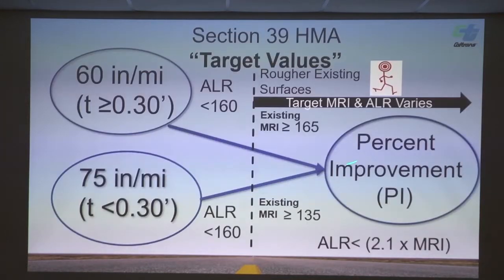Yes, this applies for every 10th mile segment. So I might have a 10th mile segment that's going off this. Let's say I have a 15 hundredths lift. I'm going to be using the 75 target table or the percent improvement table. I might alternate back and forth between this table and that table every other 10th mile segment.